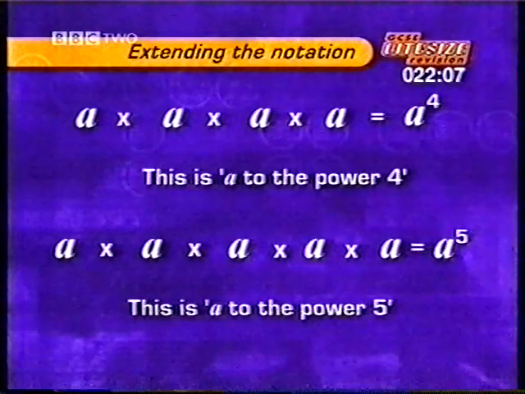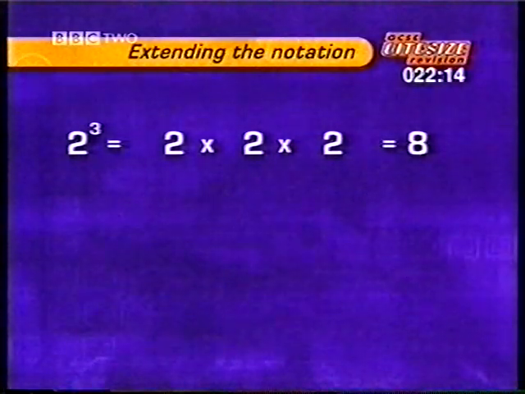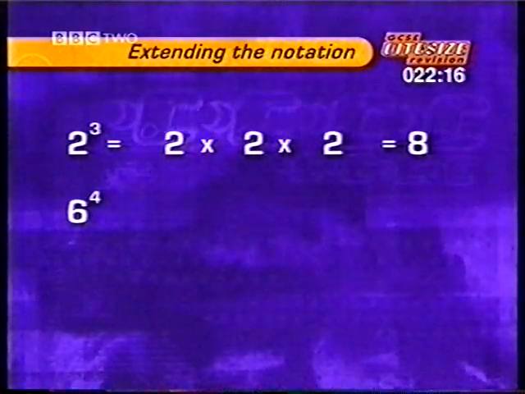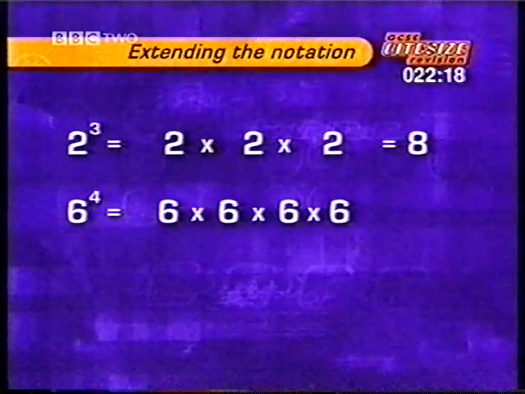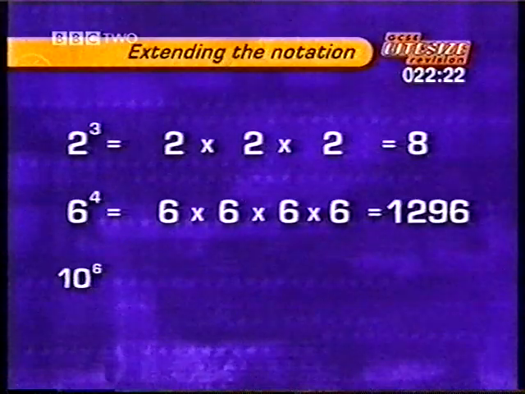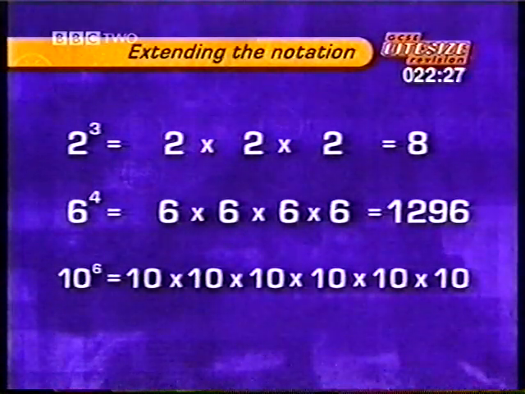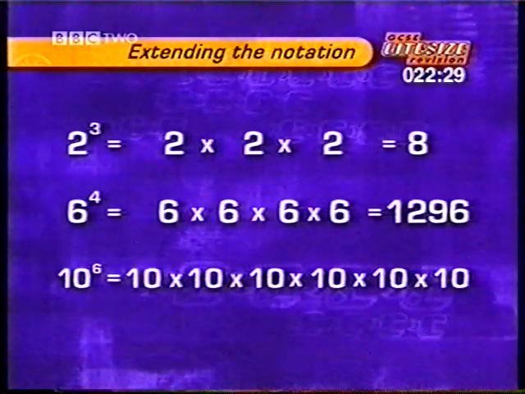Applying this to some simple integers, 2 to the power 3 is 2 times 2 times 2 equals 8. 6 to the power 4 is 6 times 6 times 6 times 6 equals 1296. 10 to the power 6 is 10 multiplied 6 times, which is 1 million.